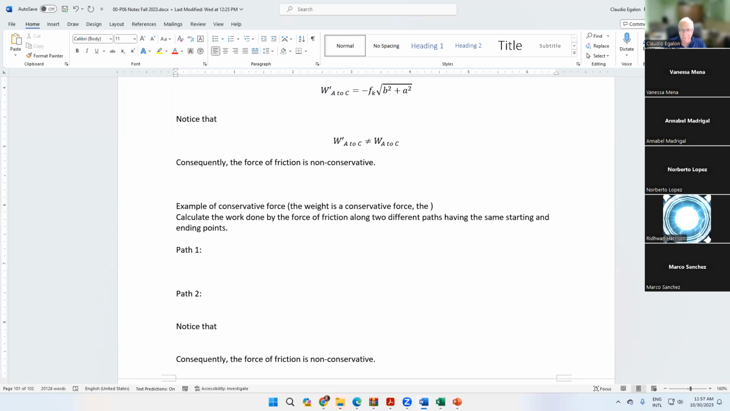The elastic force is also a conservative force. There are very few conservative forces out there. Okay? Most of the forces are non-conservative. And I'm going to do an example of the weight next time. Okay? Any questions?